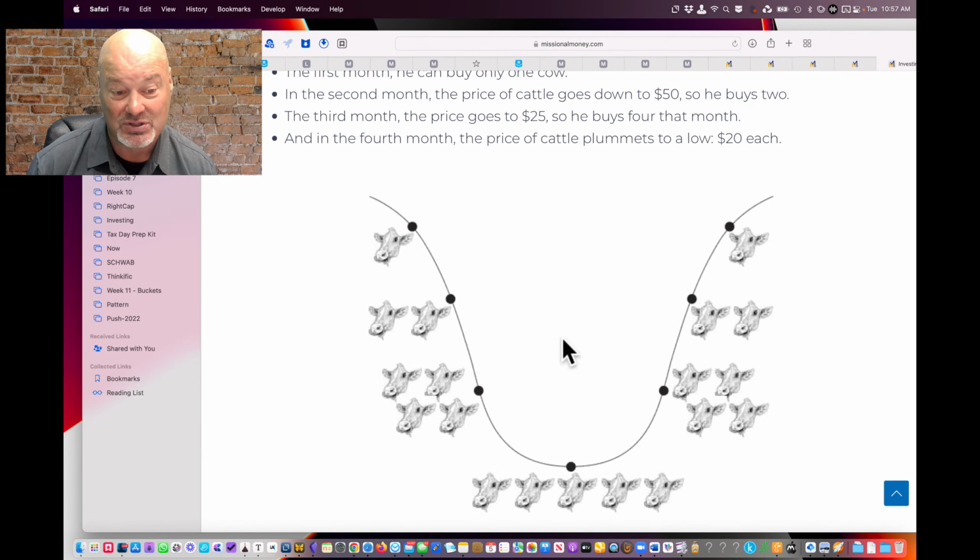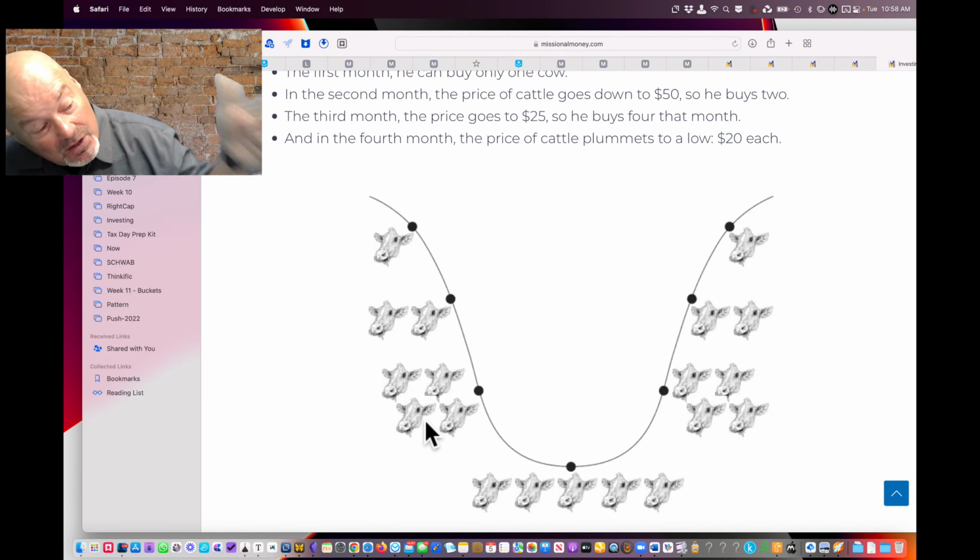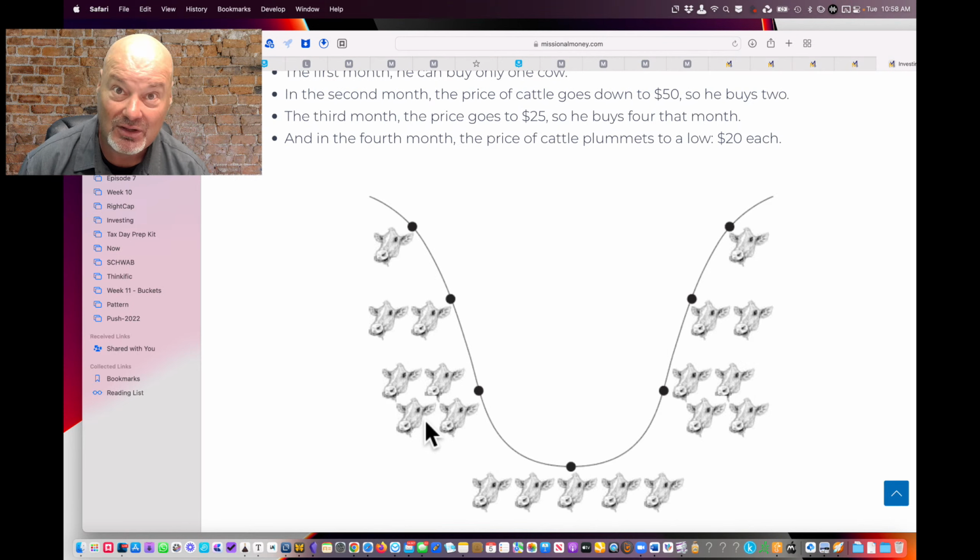Month number 3 comes along. Month number 3, you can see that those cows, there are 4 of them because they were trading at 25 bucks a head. So his $100 that month was able to buy him 4 cows. Pretty good, huh? So then, we were month 1, 2, 3, 4. I'm sorry, month 4 comes along. At the bottom of that little loop, there's 5 cows. What do you think that means? It means cows were trading at $20 a head.